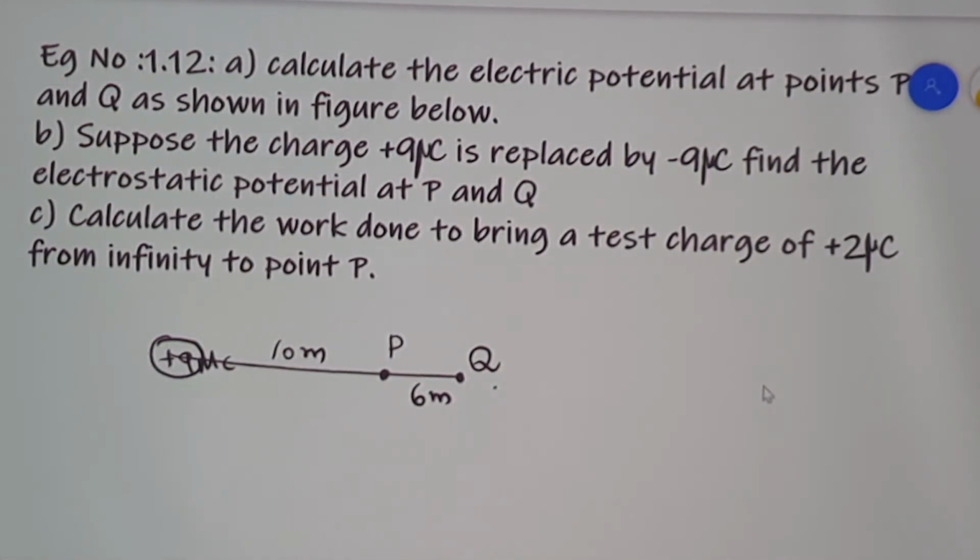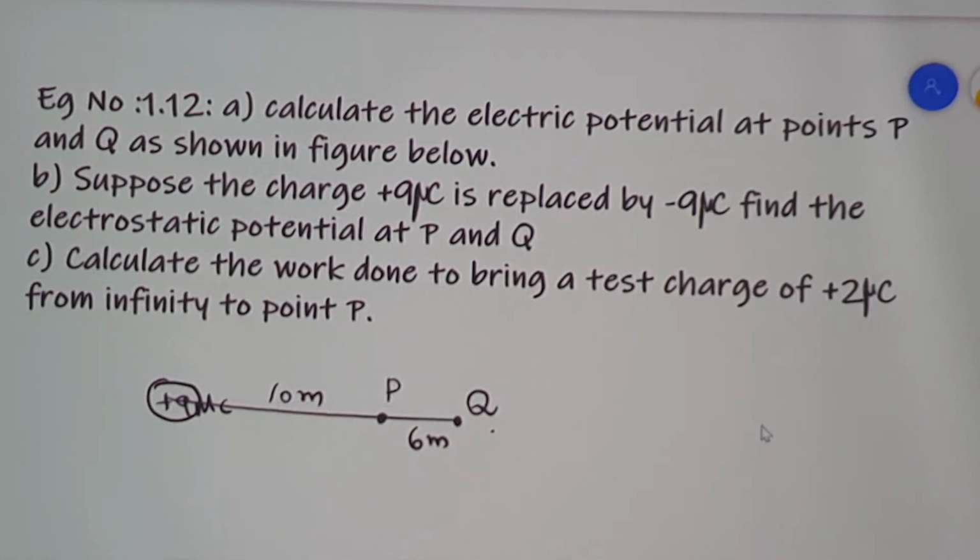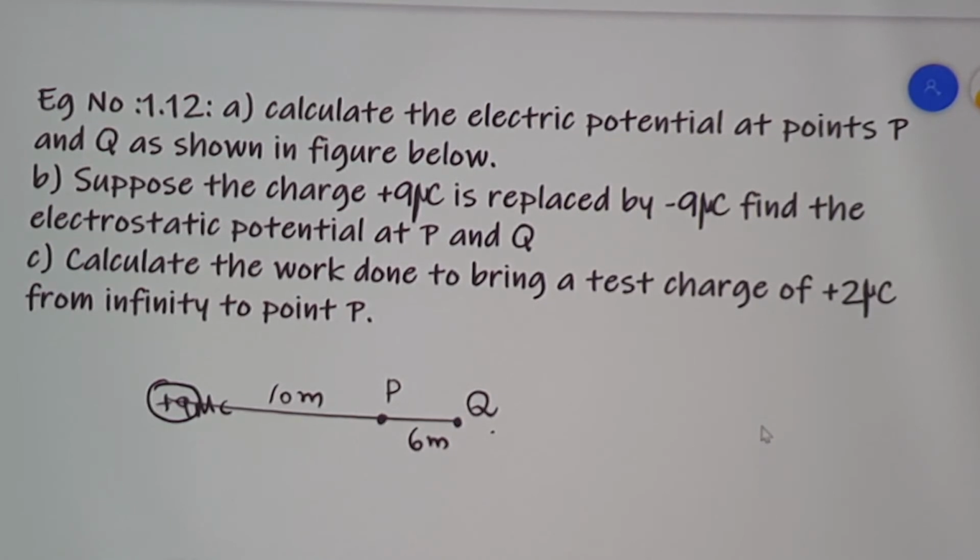Calculate the electric potential at points P and Q as shown in the figure. The figure is given below. You have a charge of plus 9 microcoulomb.